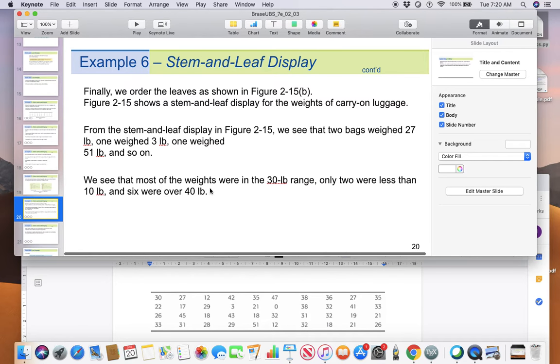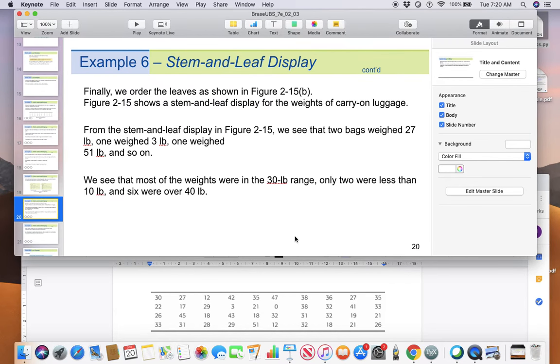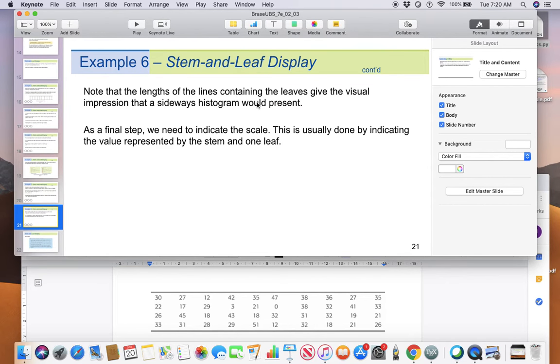We see that most of the weights are in the 30-pound range. So most of the weight happened here. You have the highest frequency here. So just by the display you can say which group had the most. We see that 2 bags weighed 27 pounds and so on and so forth. Only 2 were less than 10 pounds and 6 were over 40 pounds. The lengths of the lines containing the leaves give the visual impression that a sideways histogram would present.